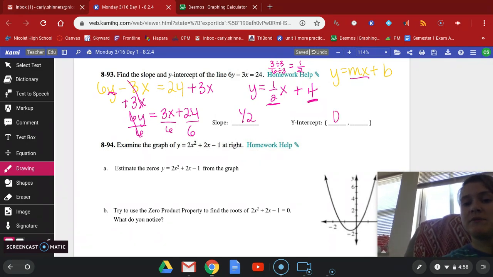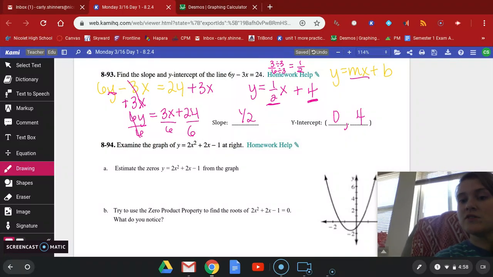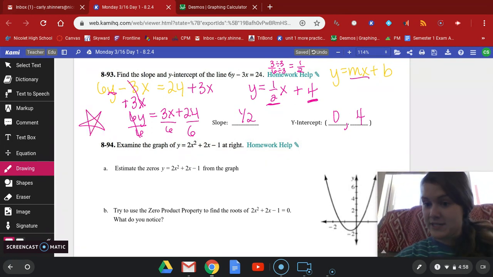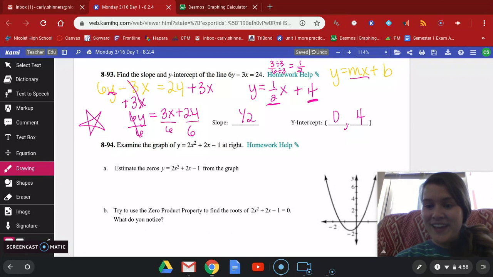This is my slope, and this is my y-intercept. The y-intercept is when x equals 0. So let's write it as an ordered pair, 0, 4. This is a great review problem. You might want to take a look at that one closer.